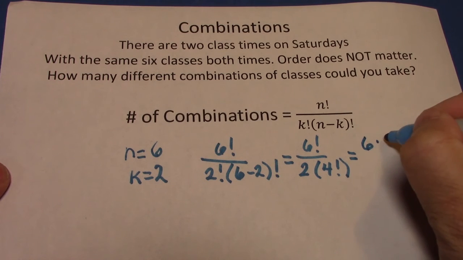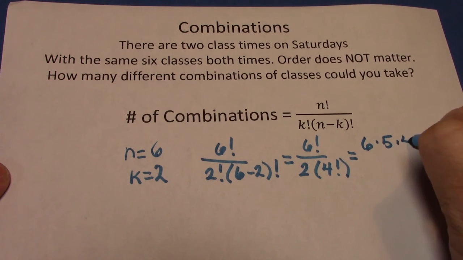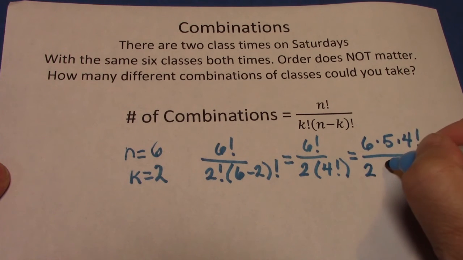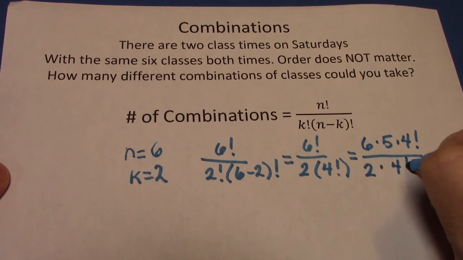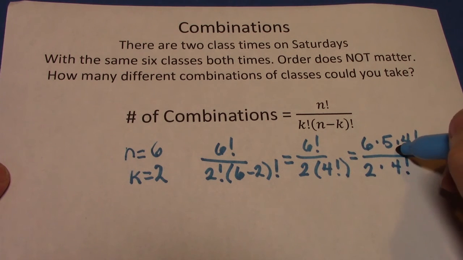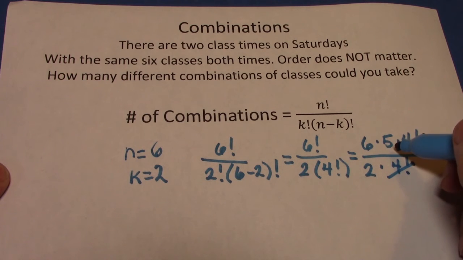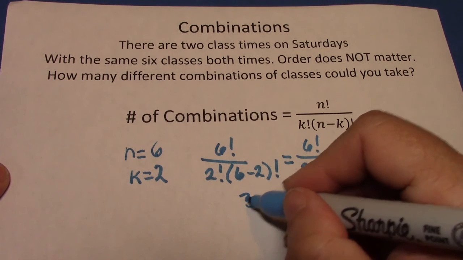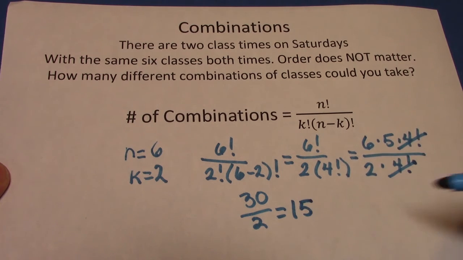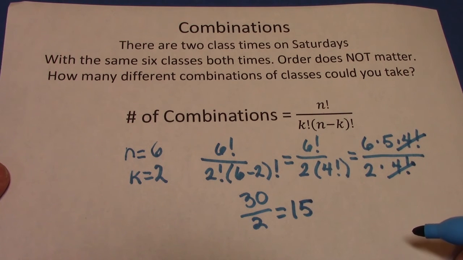It's 6 times 5 times 4 factorial over 2 times 4 factorial. I wrote it out that way so that I could see easily that this and this cancel out. 6 times 5 is 30, divided by 2, and that's 15. So there's 15 different ways I could choose 2 classes out of 6.